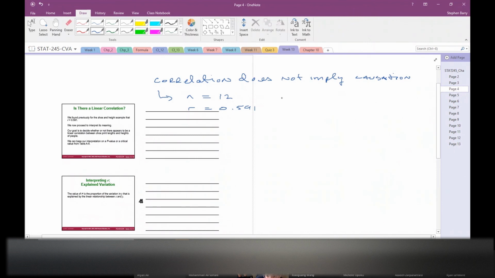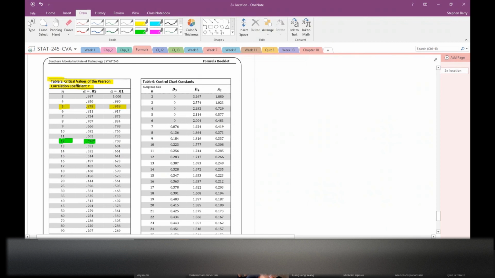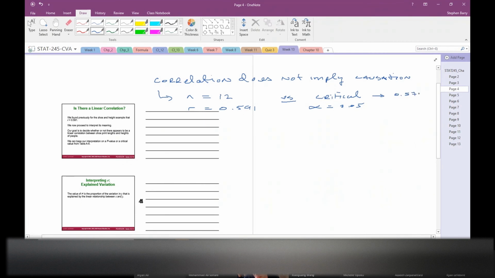right? Because, if you compare that to your critical score of n equals 12 and alpha 0.05, you get 0.576, right? 0.576. And in this case, you would say it is significant, right? We have a correlation between, at this point, if you increased your sample size to 12, you would have a significant relationship or a significant correlation, but it doesn't imply causation because it sounds ridiculous, right?